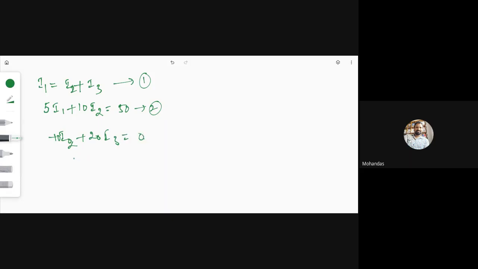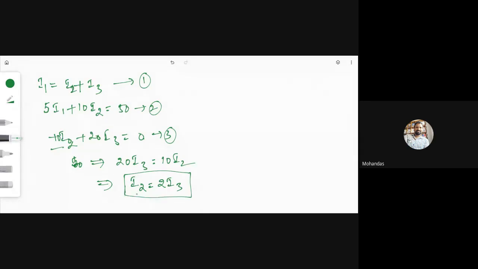This is equation number 3. So from equation number 3, let us take minus 10 I2 plus 20 I3 equal to 0, that means 20 I3 equal to 10 I2. So we can write I2 equal to 2 into I3. This is another equation. And from equation number 1, let us write I1 equal to I2 plus I3.